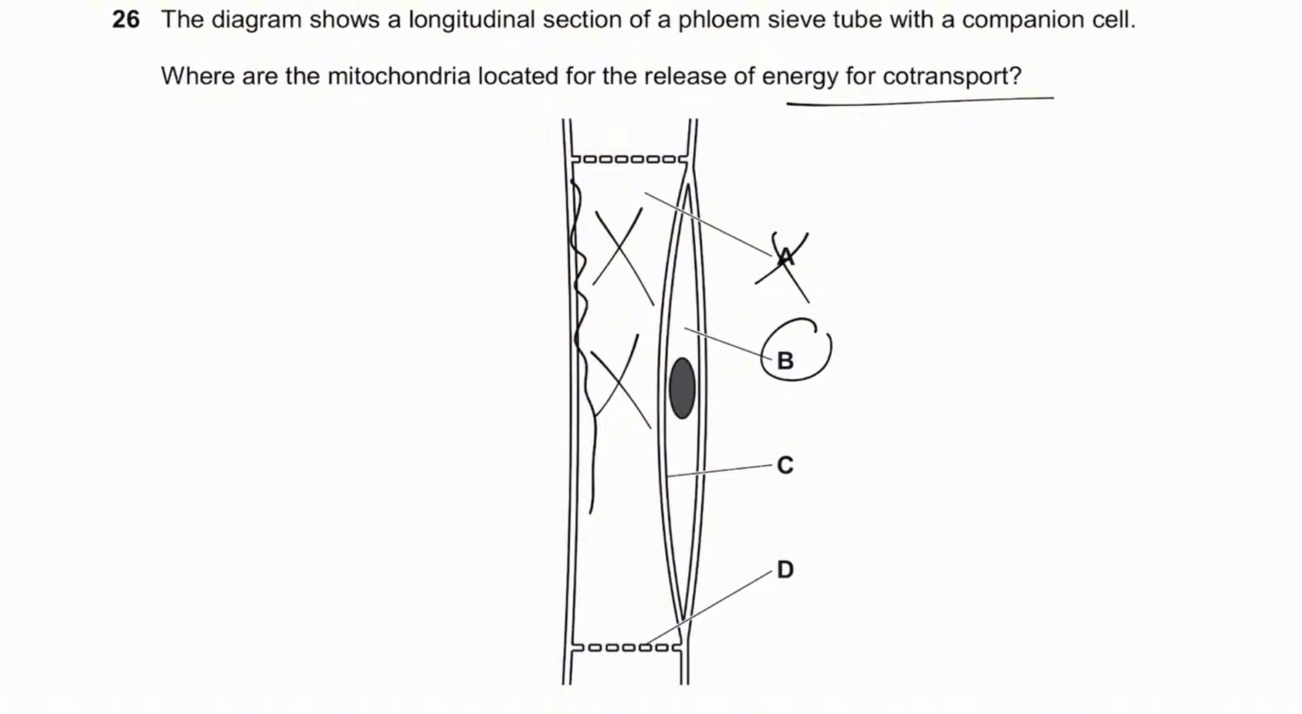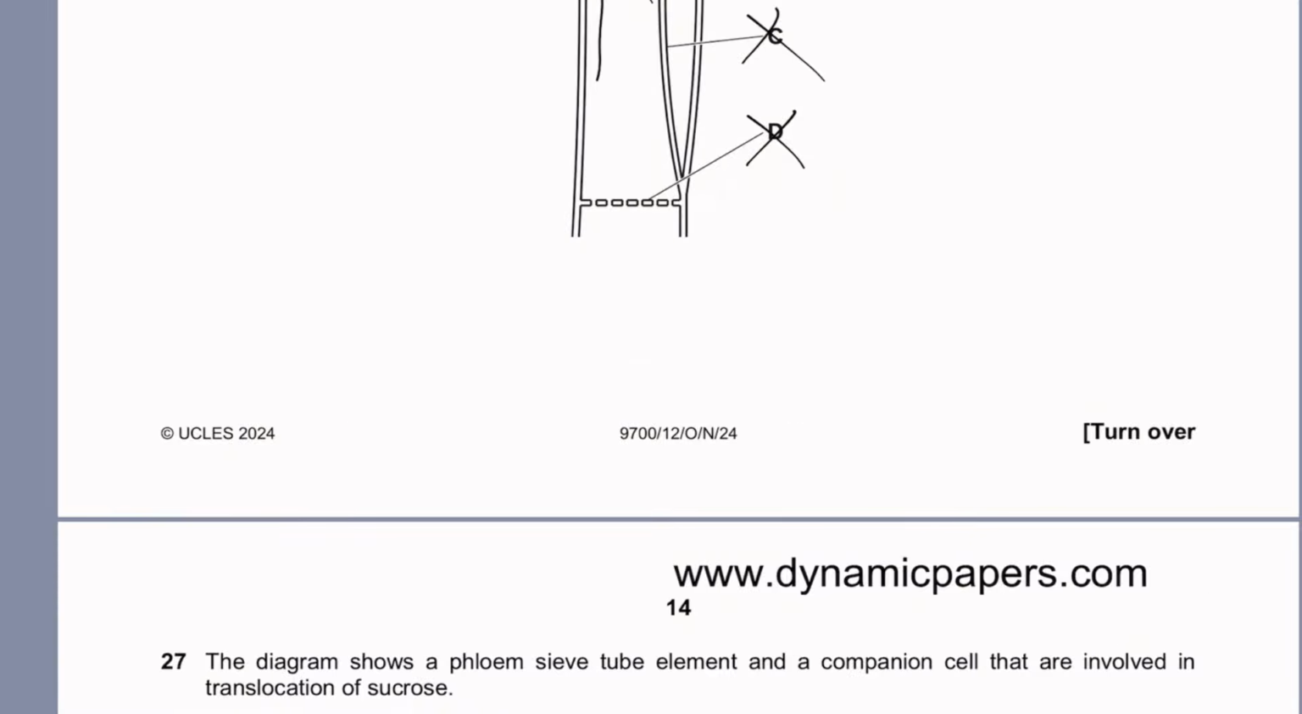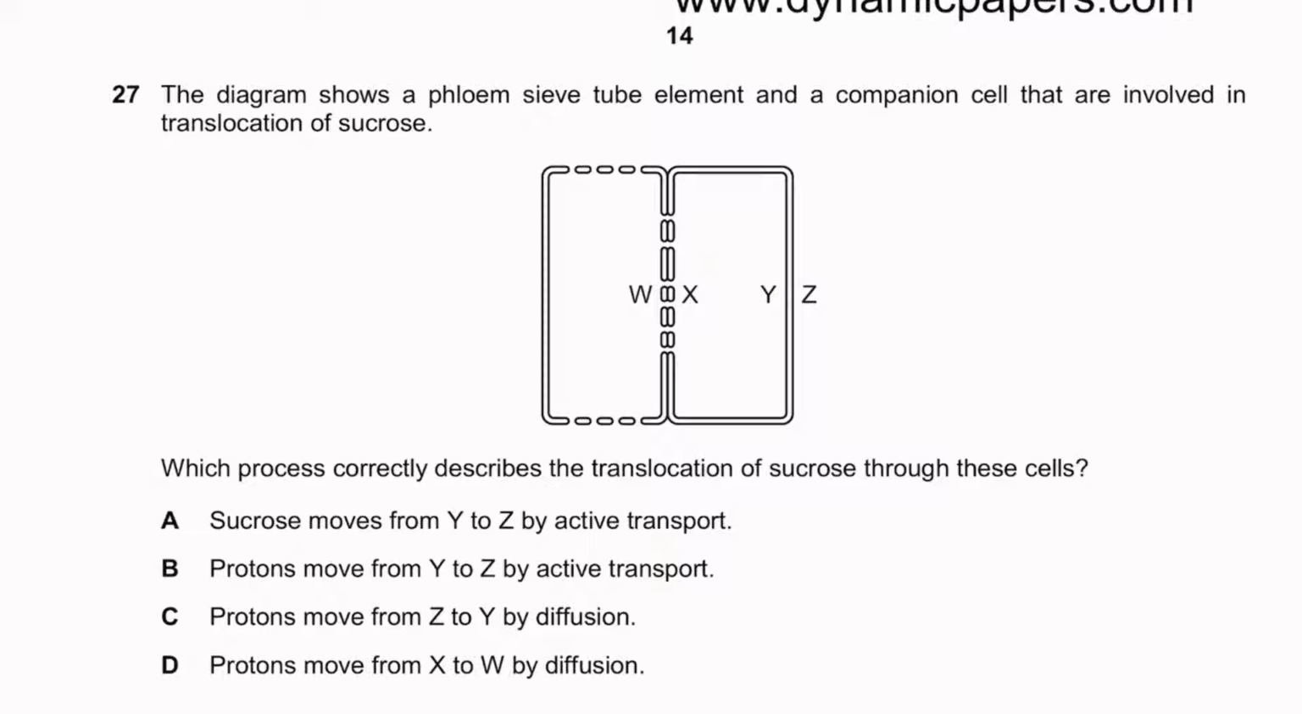C, on the cell membrane. I don't think there are any mitochondria on the cell membrane. D, on the end plates. Definitely not. There is nothing at the end plates. Okay, 27. The diagram shows a phloem sieve tube element and a companion cell that are involved in translocation of sucrose. So which process correctly describes the translocation of sucrose through these cells?